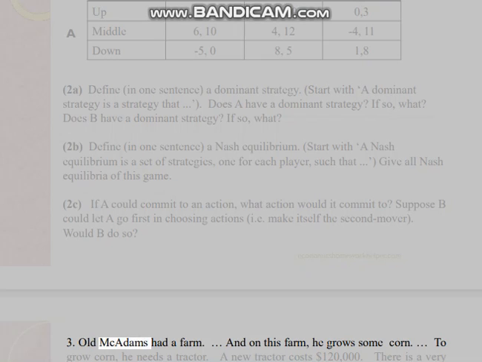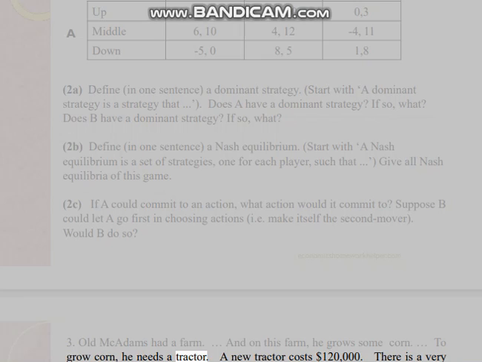3. Old McAdams had a farm. And on this farm, he grows some corn. To grow corn, he needs a tractor. A new tractor costs $120,000. There is a very liquid resale market for tractors. A tractor that is 1 year old sells for $85,000 and a tractor that is 2 years old sells for $45,000. For simplicity, assume that all tractors 3 or more years old cannot be used to grow corn and sell for $0. These prices are expected to stay the same in the future.